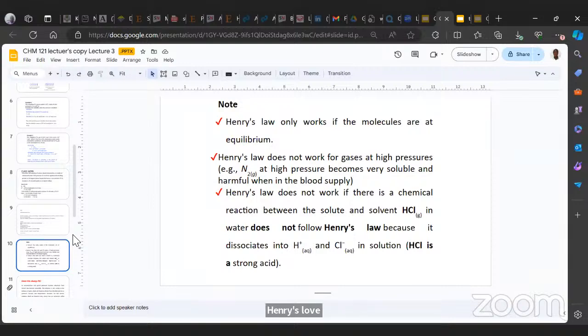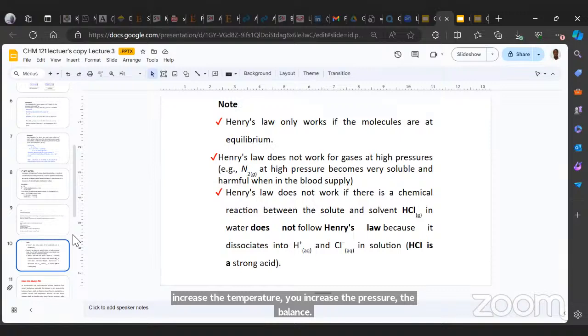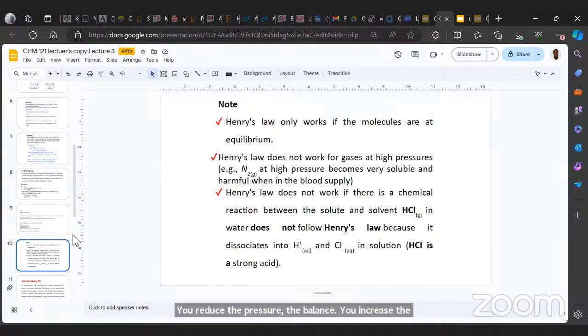Henry's law only works if molecules are at equilibrium. You increase the pressure, they balance. You reduce the pressure, they balance. But if you increase the pressure so much that it cannot balance, it cannot be reversible, you are not obeying Henry's law.